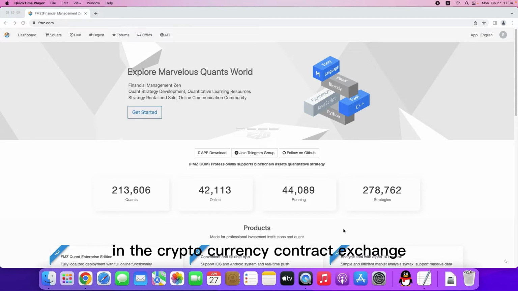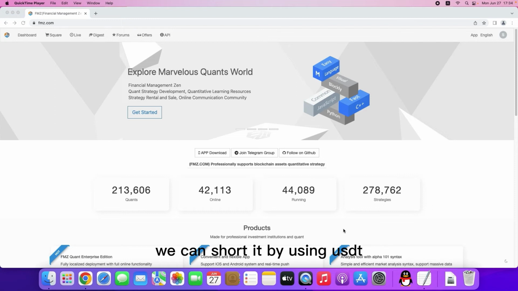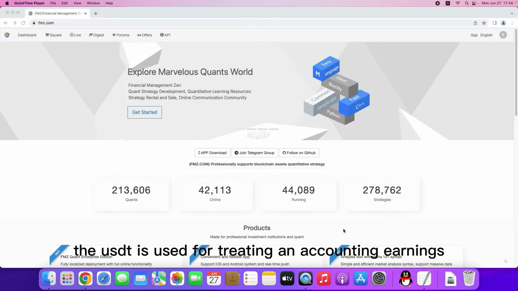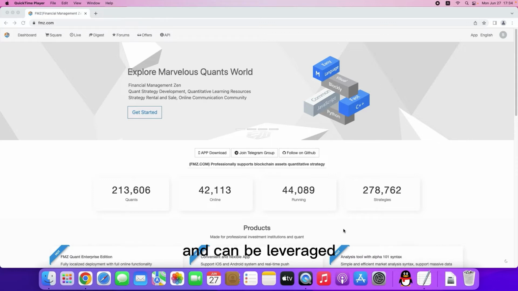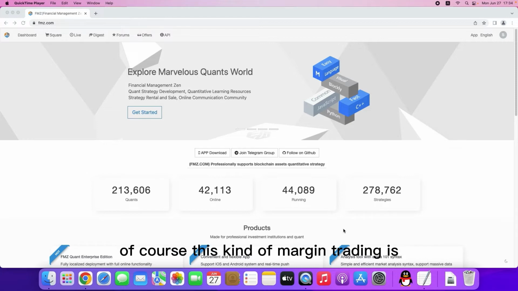In the cryptocurrency contract exchange, we use yield-based perpetual contract trading. Even if we do not have the corresponding currency, we can short it by using USDT only. The USDT is used for trading and accounting earnings, and it can be leveraged. When the exchange account is set to one-way position mode, compared with the spot grid trading, perpetual contracts are more convenient and simple. Of course, this kind of margin trading is with the risk of closeout, which can be large or small.